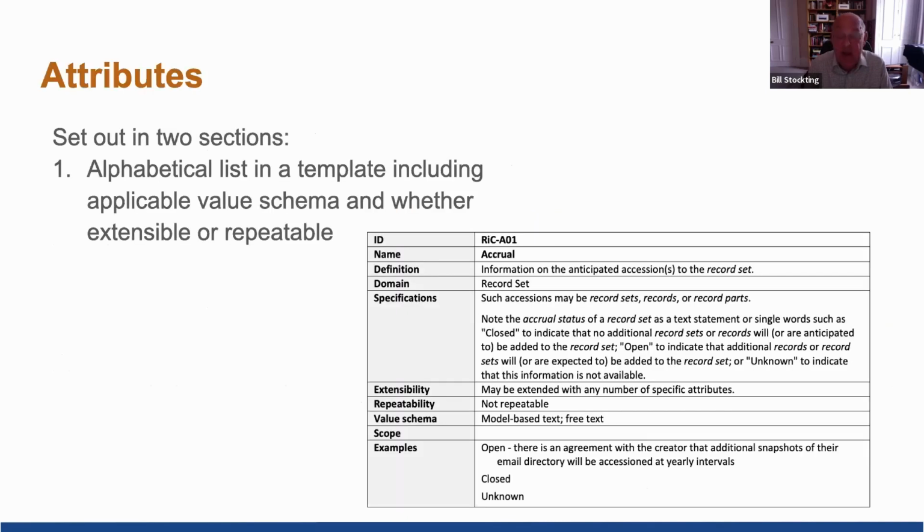In the second draft we have two sections. The first lists the attributes alphabetically and provides a detailed description of each in a standard template, as seen here on the slide, for the accrual attribute. In the second draft there are notes on whether an attribute is repeatable, the application value schema from a set of 4 increasingly constrained formats, and whether it is extensible by the addition of other attributes in real implementations.